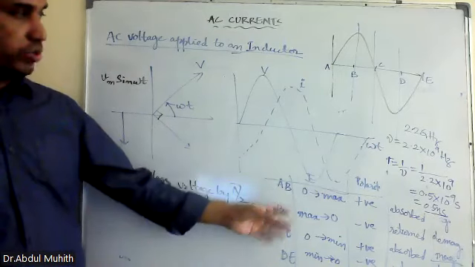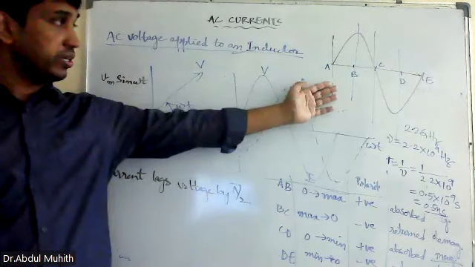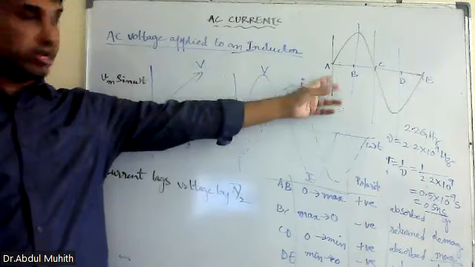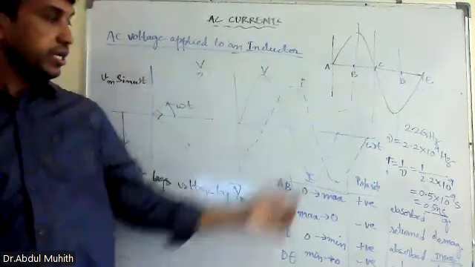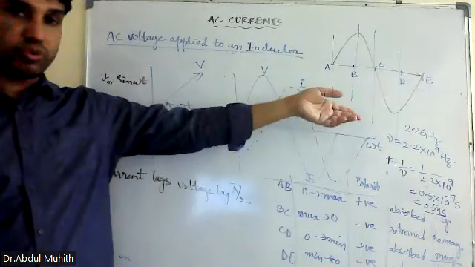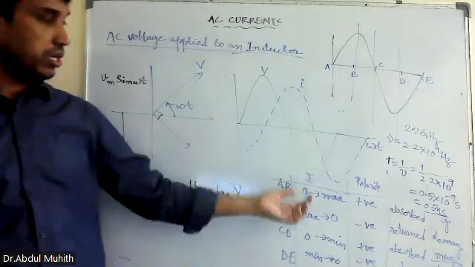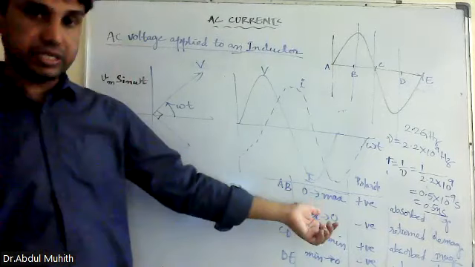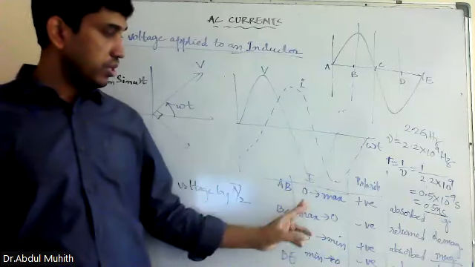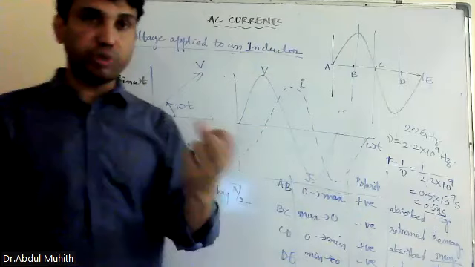Next, what happens from A to B? Suppose I take one wave pulse and divide it into 4 parts: A, B, C, D. A to B is a quarter cycle. B to C is again a quarter cycle. C to D is the third quarter cycle. D to E is the fourth quarter cycle. So A to B, the current becomes 0 to maximum in the first quarter, and polarity will be positive. Energy is absorbed in that case.